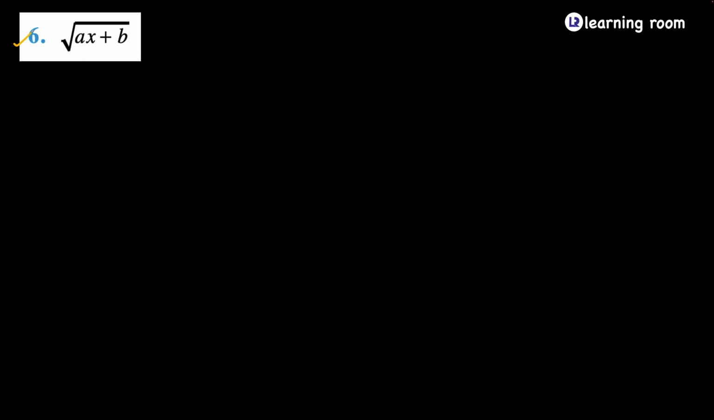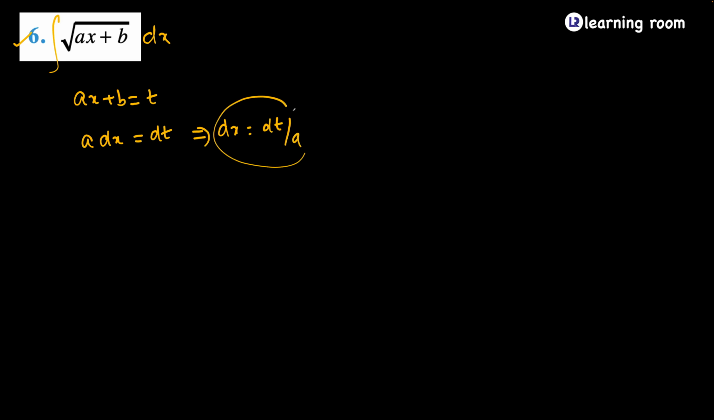So the sixth question is the integral of square root of ax plus b times dx. Here I cannot directly integrate. What I'll do is I'll take ax plus b as t. The idea is, wherever you have a square root, take the value inside the square root to be t. So when I take ax plus b to be t, a times dx is equal to dt. Is that clear? So dx is equal to dt divided by a.